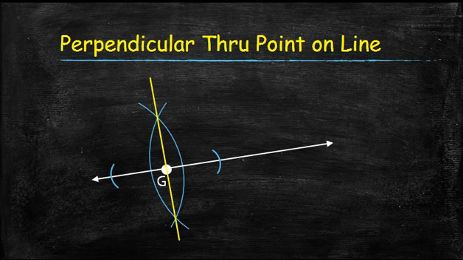Now you notice through the point on the line, this point is now on both lines. That shows it was on the original line and the one that we draw through, the perpendicular line that we draw through it.